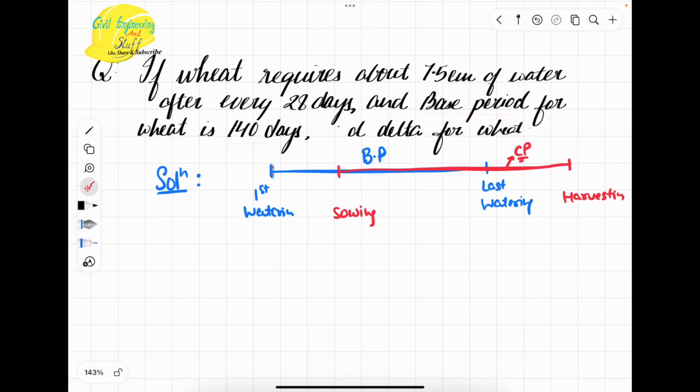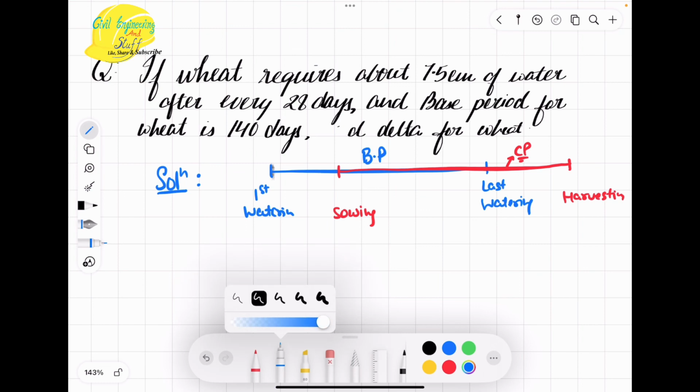So the total quantity of water that will be supplied will be within this range only, between the first watering and the last watering. And after the last watering, no more water will be supplied, and eventually harvesting will be done. Okay, so this is the net quantity of water that is supplied. More or less, things remain the same.